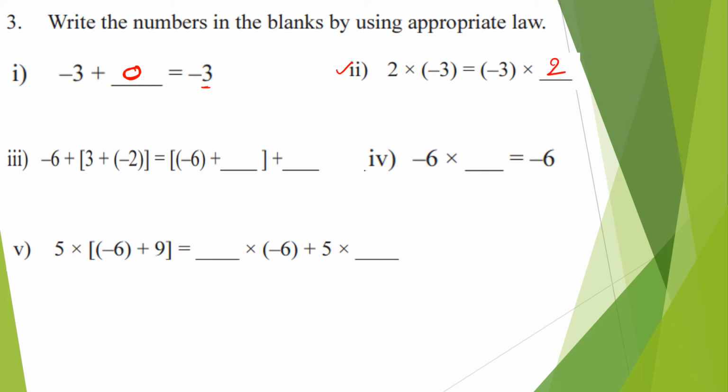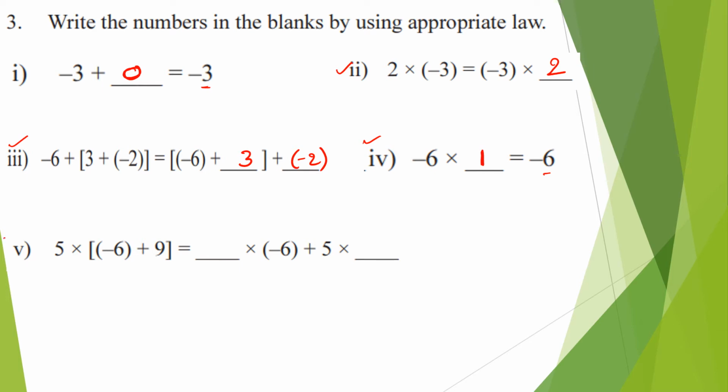Now the third one: -6 plus 3 plus of -2 equals -6 plus 3, plus of -2, according to the additive associative law. Now the fourth one: -6 into 1 equals -6, by using the multiplicative identity property. When we multiply any integer by 1, it becomes the number itself.